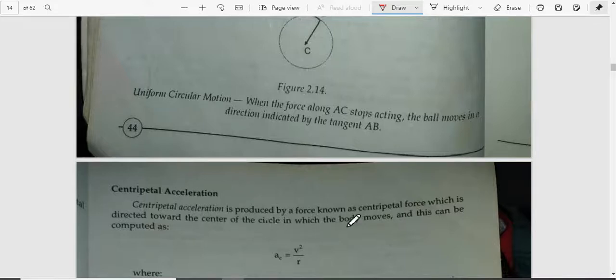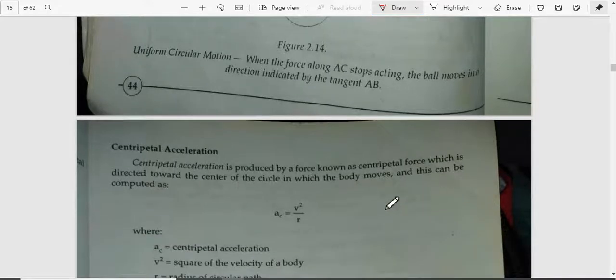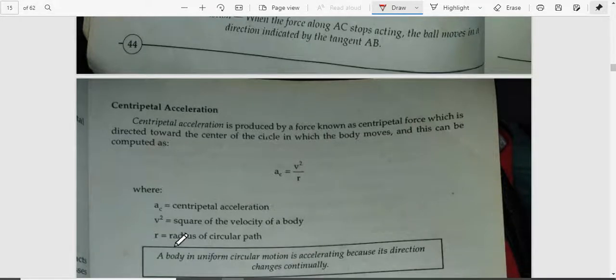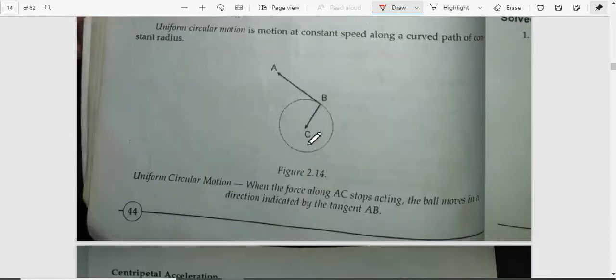Where's the center of the circle, which is where the body moves, and this can be computed as follows. The formula for centrifugal acceleration is AC, where acceleration, then C stands for centrifugal, which is equal to velocity squared over R. R is the radius of the path, or the distance from the center point up to this, that is the radius.